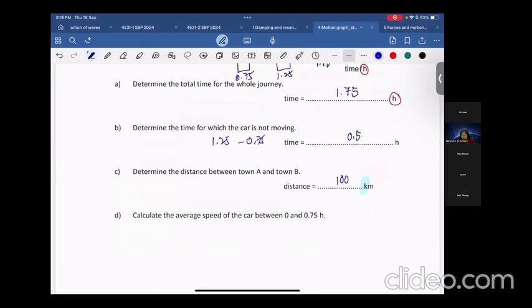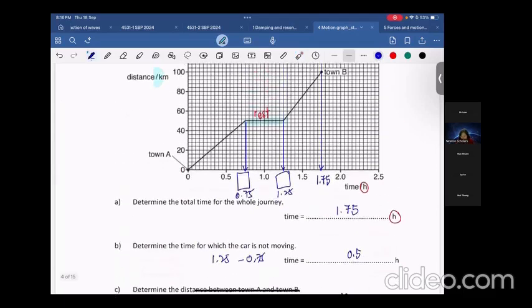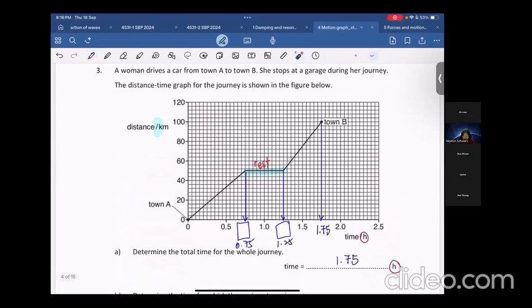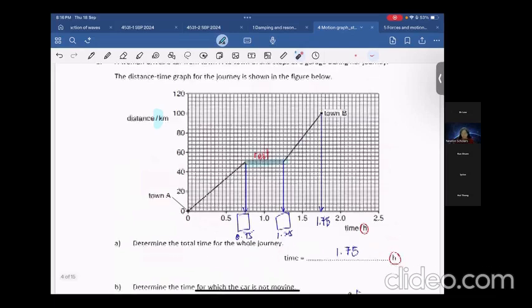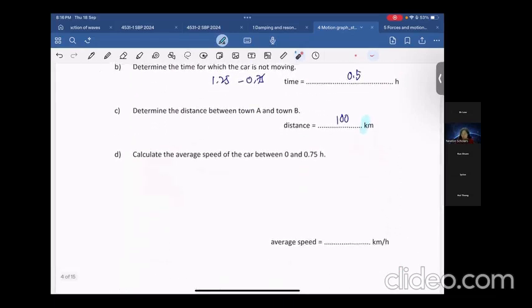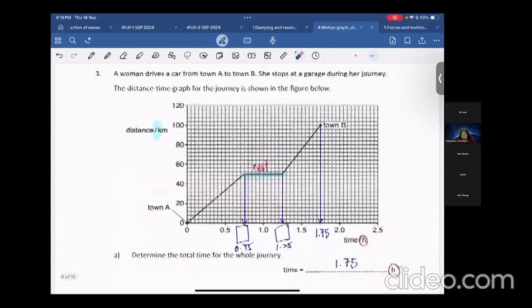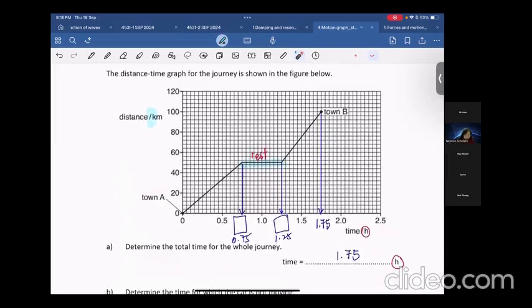Calculate the average speed of the car between 0 to 0.75. Okay, here. They want to know about this first section. What is their average speed? So, boys and girls, average speed is total distance divided by total time. Do the calculation right now. Total distance divided by total time.